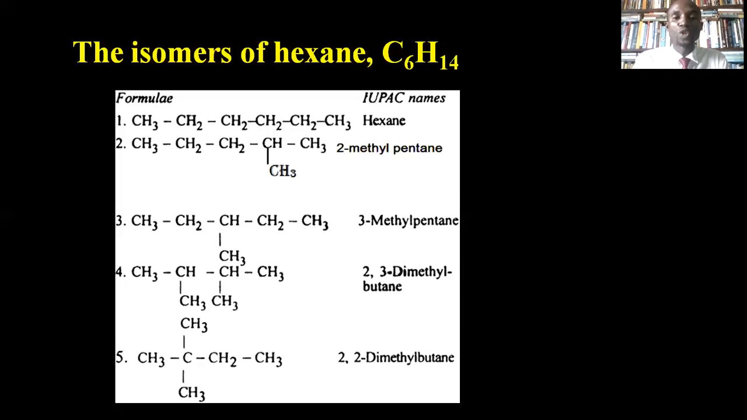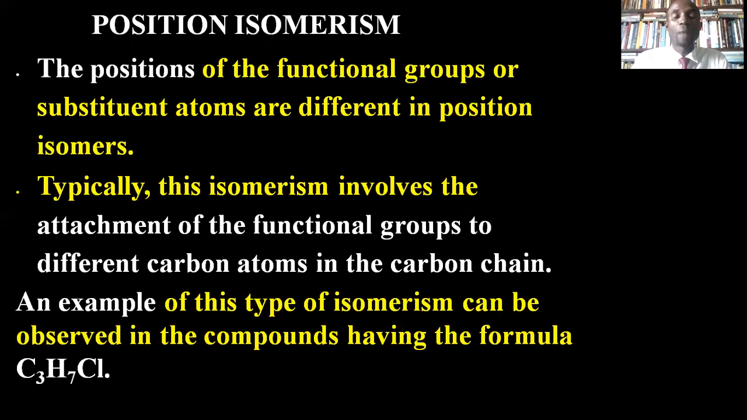We have positional isomerism. Position isomerism has to do with the position of the functional group or the substituents that are being attached in a particular compound, where the functional group is or where the substituent is being positioned. Where is the position? It can be changed from one carbon atom to another.